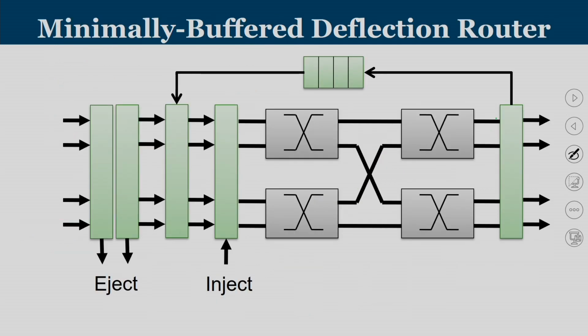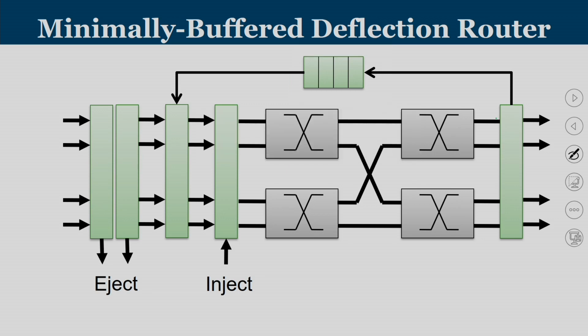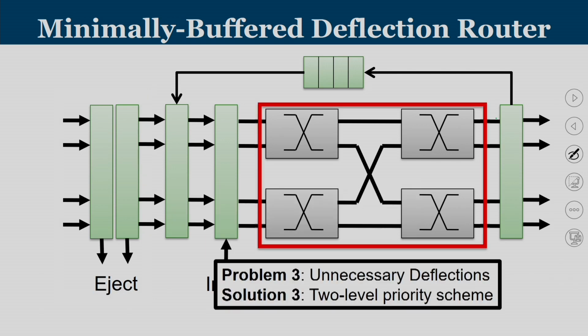Now this is called the concept of the minimally buffered deflection router. So whenever you have link contention, the solution is a side buffer. Second, the ejection bottleneck is handled by two ejection stages. Third, we have a two-level priority scheme by introducing the silver flit concept, and the silver flit always gets a productive port in the current router.